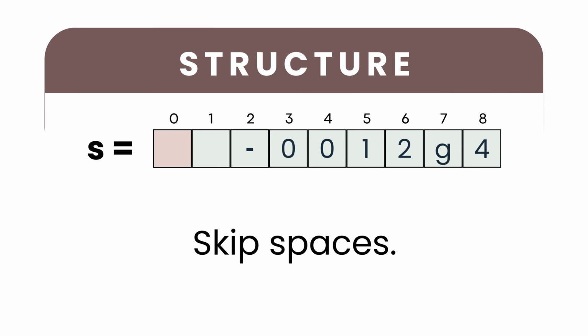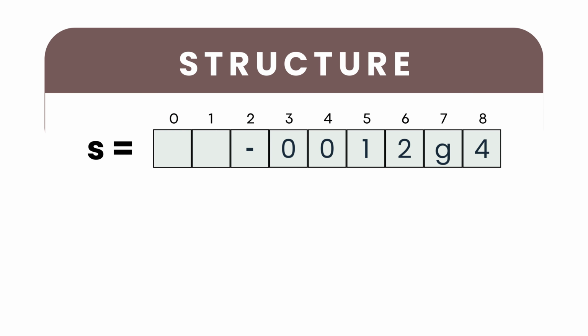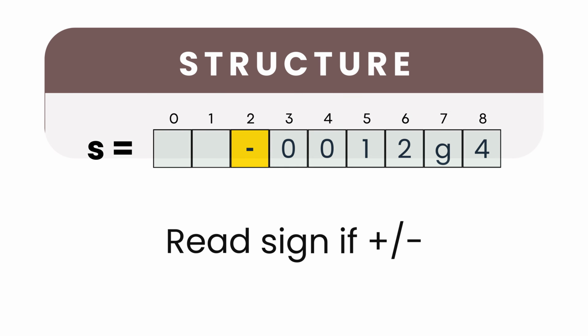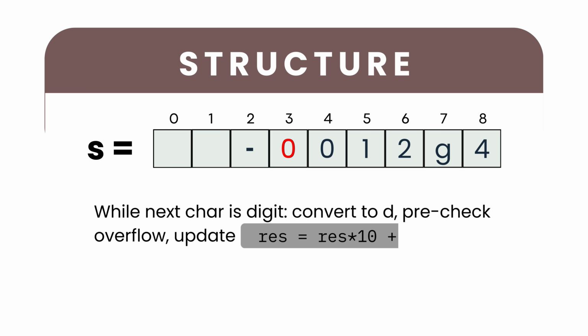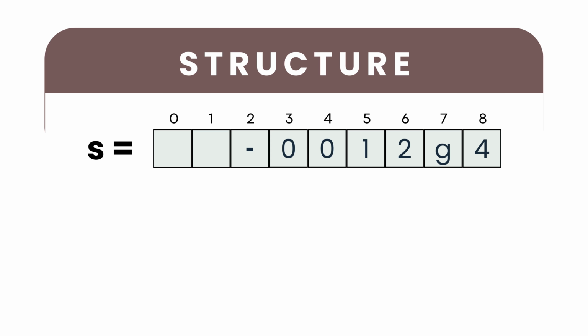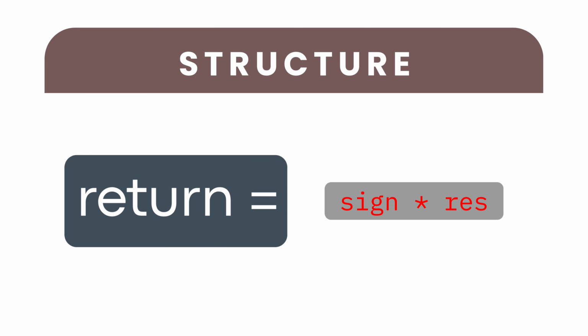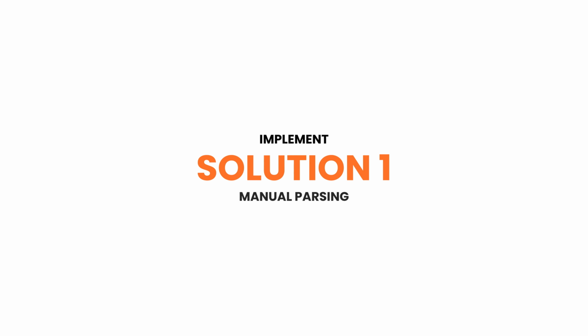Structure. Skip spaces. Read sign if plus or minus. While the next char is a digit, convert to d, pre-check overflow, and update res equals res times 10 plus d. Return sign times res, already clamped. Let's try to implement it using solution 1.